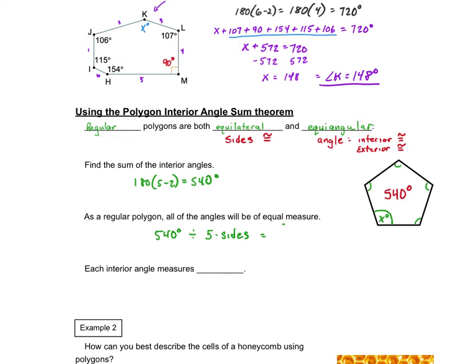And that's going to look something along the lines of 540 divided by 5. And we find out that each one of those angles is going to be 108 degrees. Each interior angle is 108 degrees. X equals 108 degrees. So that's how we would find one of the interior angles of a regular polygon.